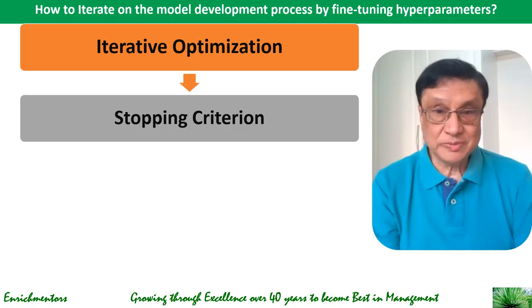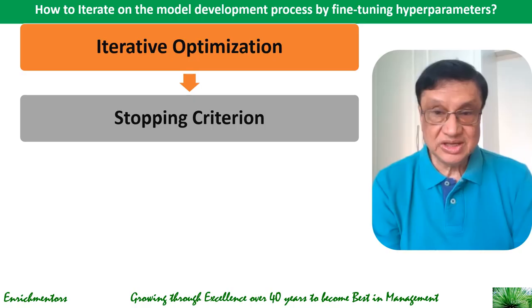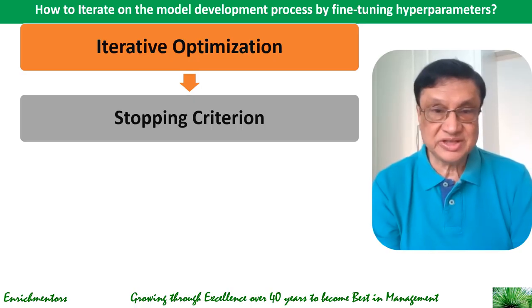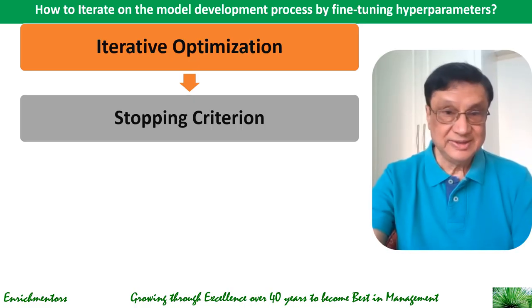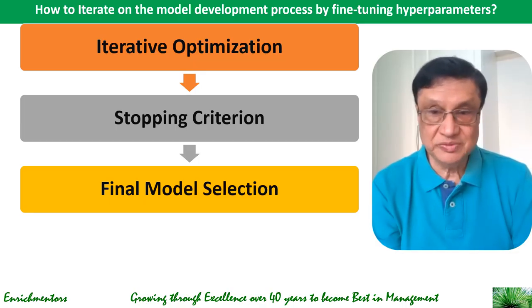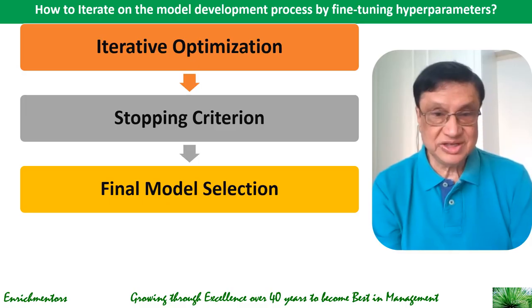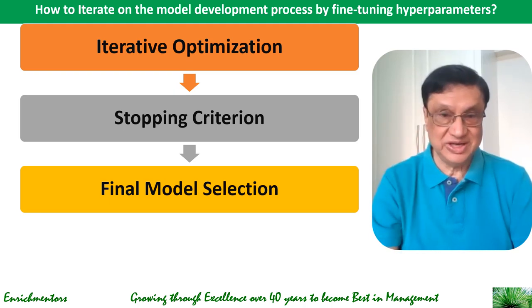You then define a stopping criteria to determine when to stop the hyperparameter optimization process. Now, this could be reaching a predefined number of iterations, achieving a satisfactory performance threshold, or observing diminishing returns from further optimization. So, you define the stopping criteria. Once the hyperparameter optimization process is complete, you select the model with the best performance on the validation set. And here, optionally, you can evaluate the selected model on a separate test data to estimate the performance on unseen data.